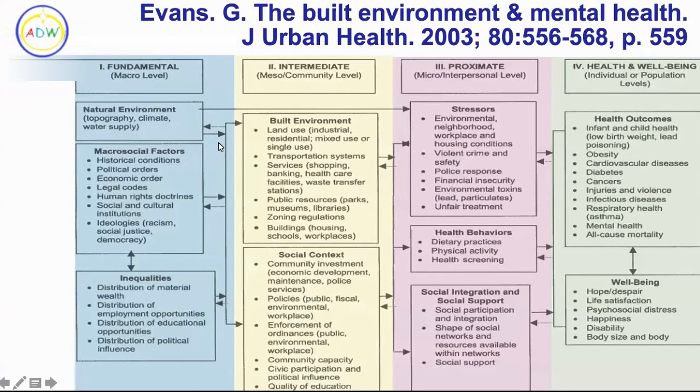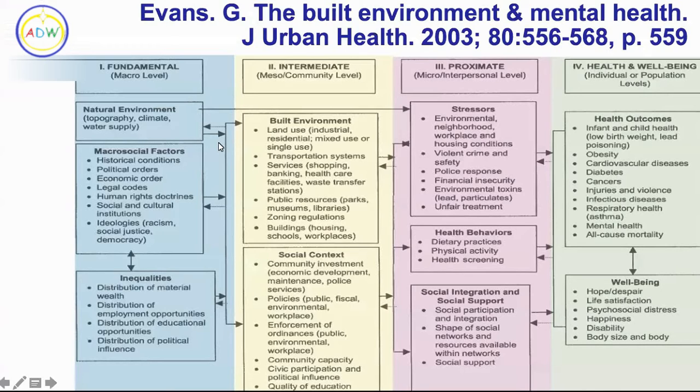The main issue we will talk about today is how researchers consider social determinants of health, and what groups they divide them into. You see that we have this classification from Evans and his group. This classification was published in the Built Environment and Mental Health paper in the Journal of Urban Health in 2003. They divide all social determinants of health into 4 groups.